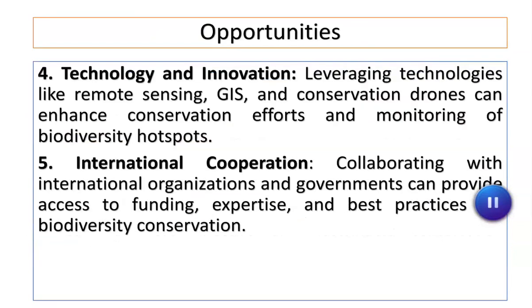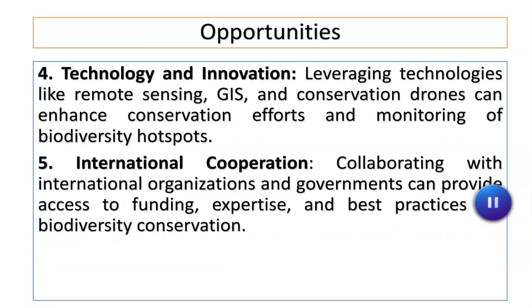Technology and innovation. Leveraging technologies like remote sensing, GIS, and conservation drones can enhance conservation efforts and monitoring of biodiversity hotspots. Because of the technology, people, by simply sitting in their own room, can use the drone and see if any poaching is taking place, if someone is cutting the trees or not. Such technology can be used. Even remote sensing, even cameras can be installed so that these forests and biodiversity hotspots can be conserved from the interference of humans.